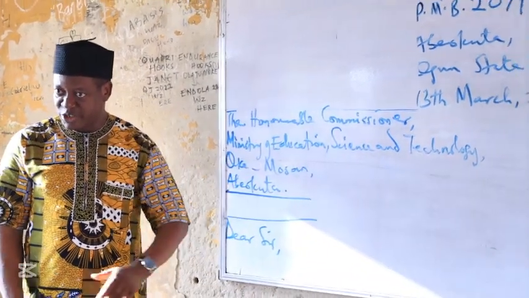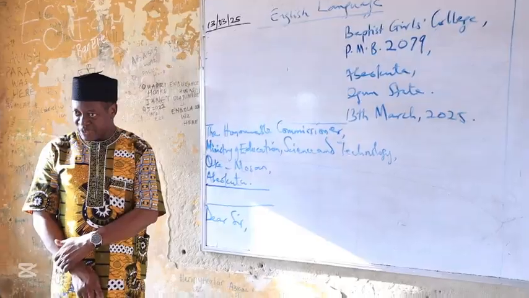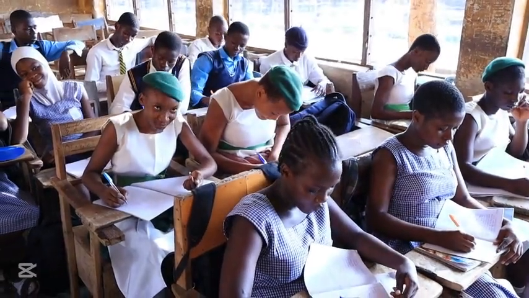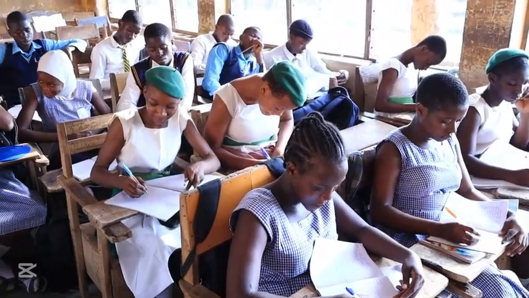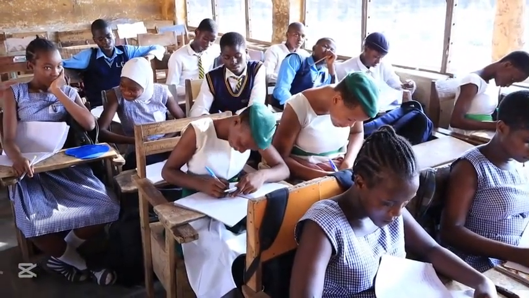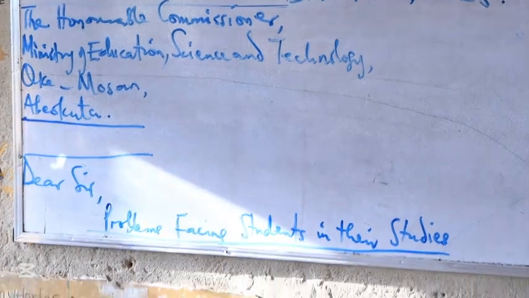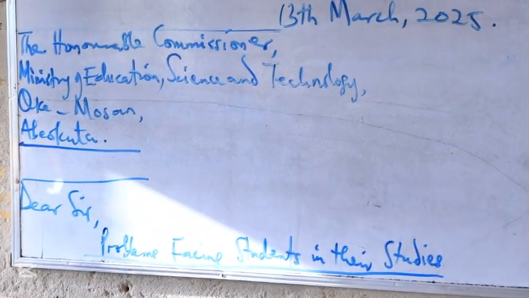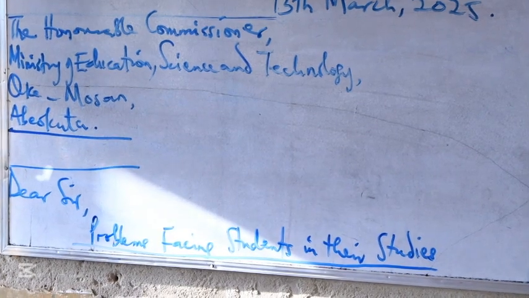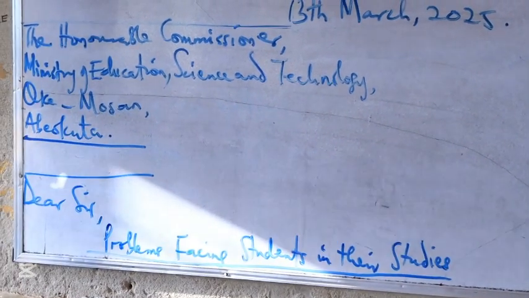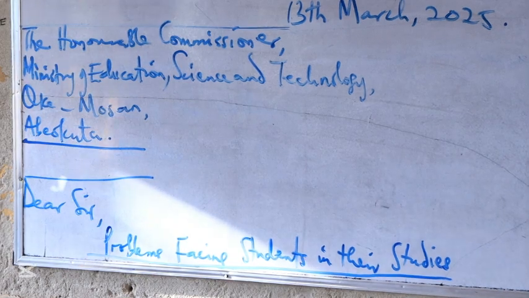Who did words on the board? You see, unacceptable. Now, the title of that letter, from the question, you structure the title out. Problems facing students in their studies.